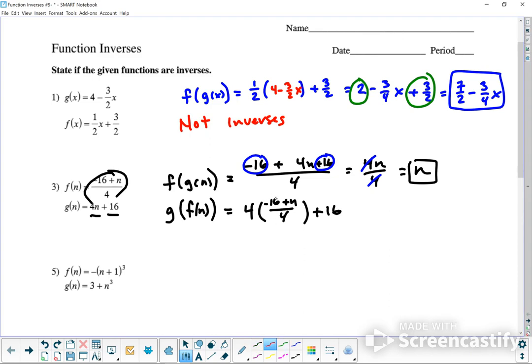When we work this out right here, we can cancel these. So we're left with negative 16 plus n plus 16. You can see that negative 16 and positive 16 cancel, and we are left with n. So this one we can say that these are inverses, because they both equal n, or x in this case.